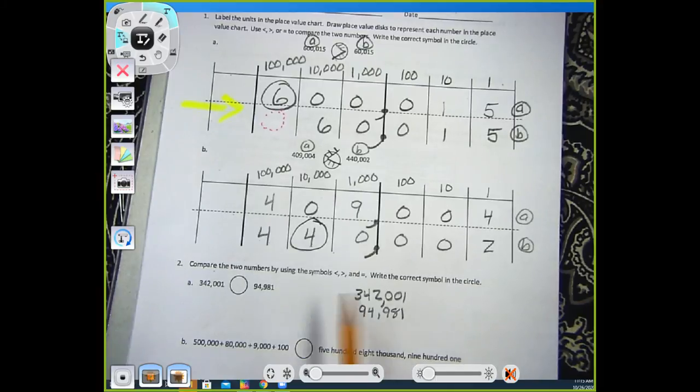Okay, when I line these up, Mrs. Miller calls this the pencil test. I want to make sure my place values line up. Oh, what do you guys notice happen here? Are they lined up?